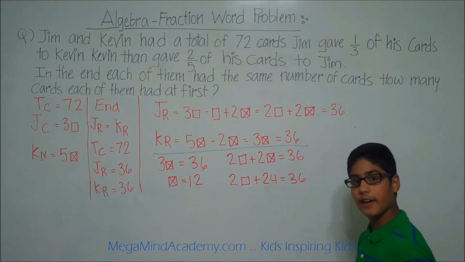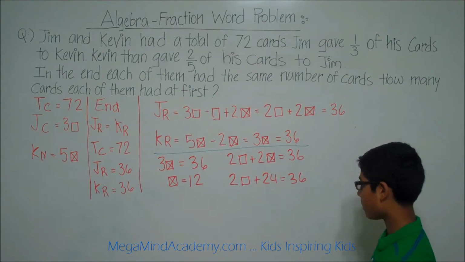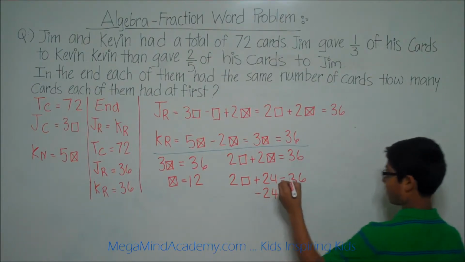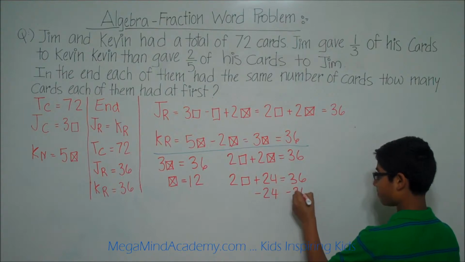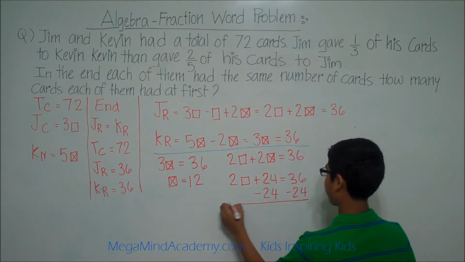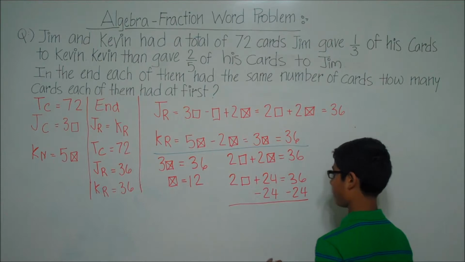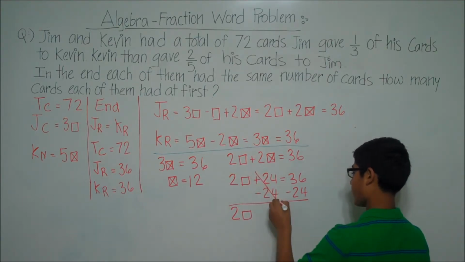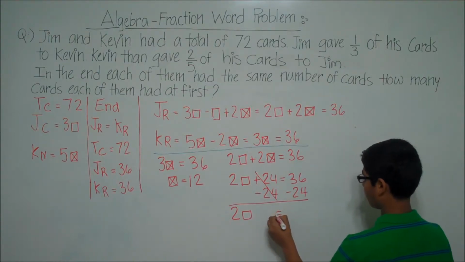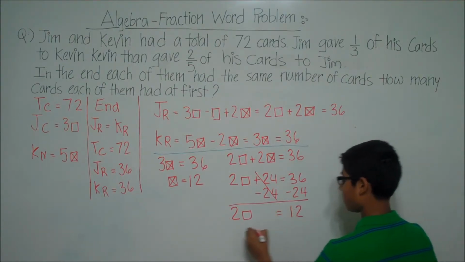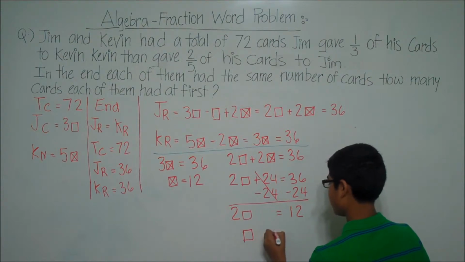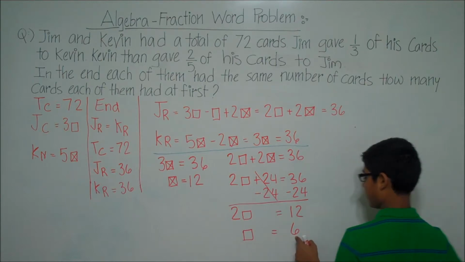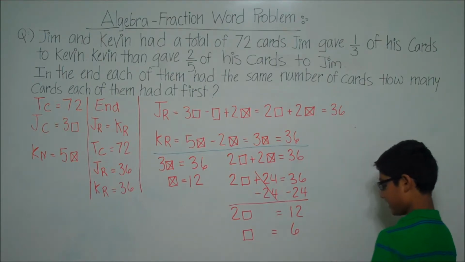Now let's get the variables on one side and the numbers on the other side. To do this, we subtract 24 from both sides of this equation. This way we get rid of 24 from this side of this equation. So we get 2 units plus 24 minus 24 cancels out is equal to 12. So unit is equal to 6.